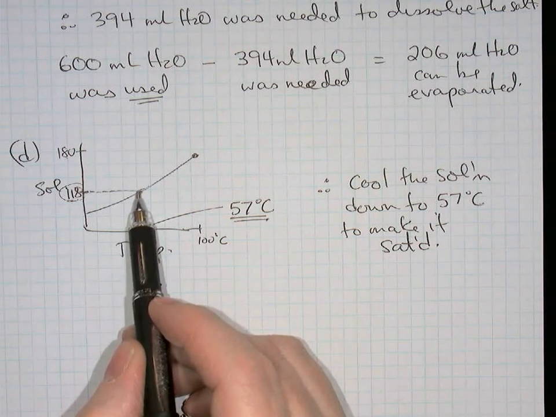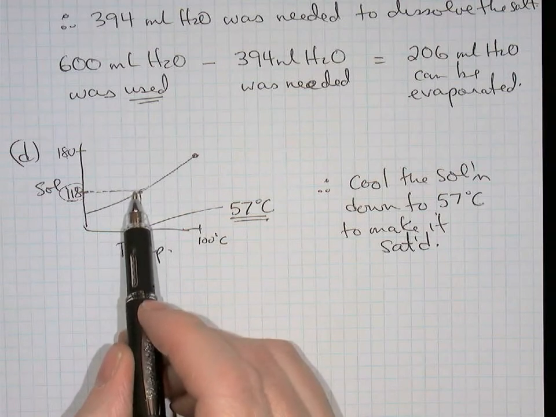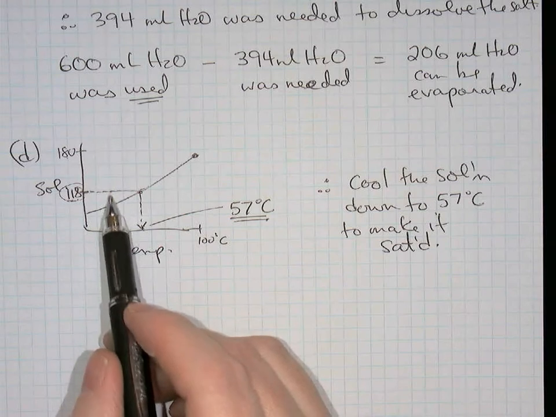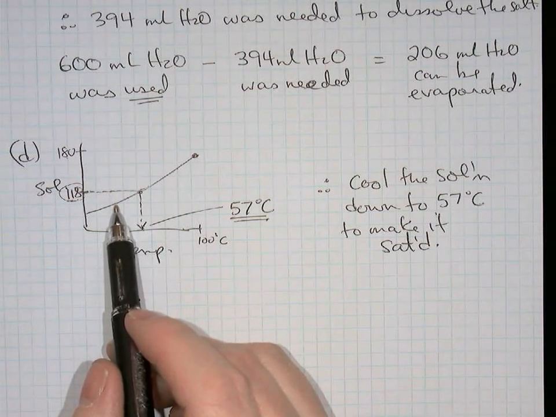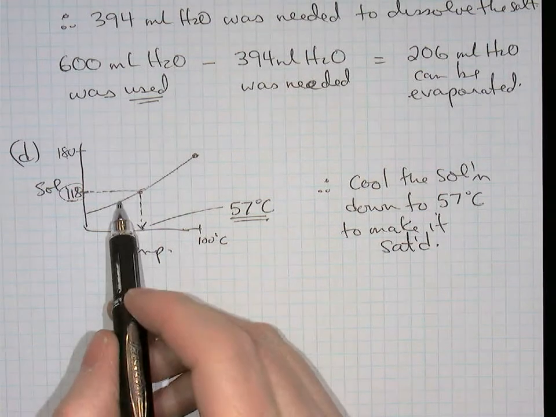But suppose you cool it down even further. Suppose you cool it down below 57 degrees. Well, now your solubility is going to be less than the concentration, and that means you're likely going to see a precipitate. It's possible the solution will stay supersaturated, but more likely you'll see a precipitate.